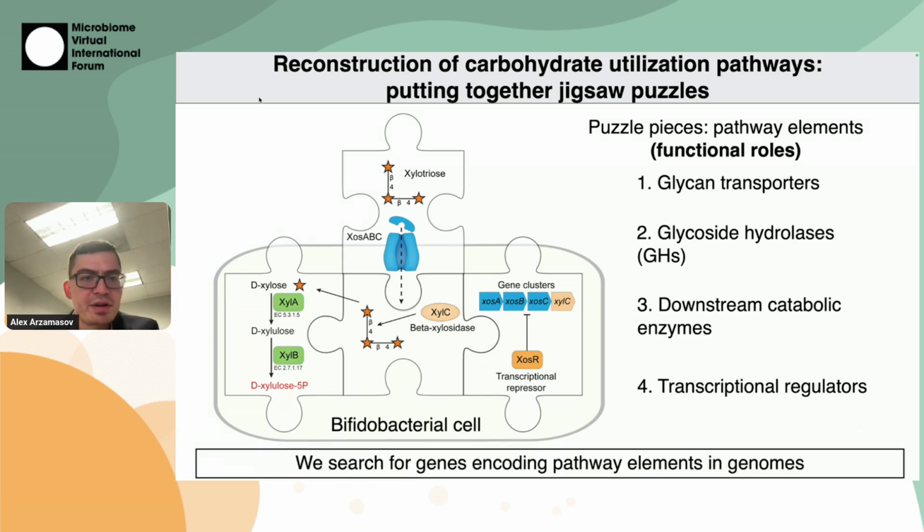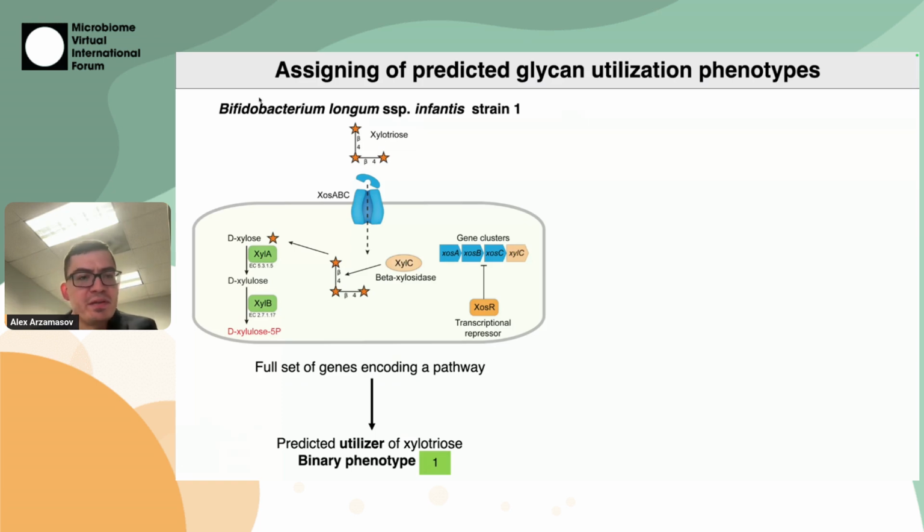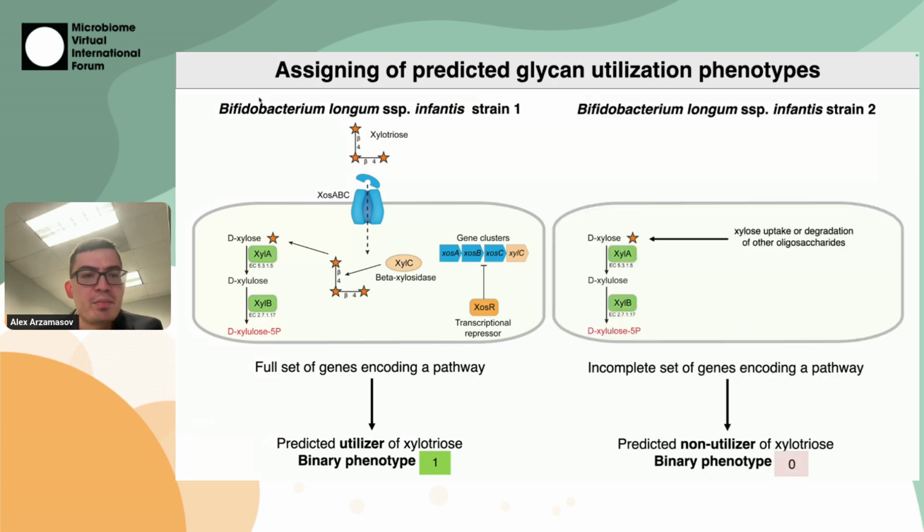So the main idea of metabolic reconstruction is to look at genes in genomes that encode all these different pathway elements. And then you can look at strain 1, for example. If its genome encodes a complete metabolic pathway, we say strain 1 is a putative utilizer, in this case of xylotriose. Whereas strain 1 might not encode a transporter for xylotriose and a glycoside hydrolase, which is important for degrading this oligosaccharide. In this case, we say it's a putative non-utilizer of xylotriose, and I assign a binary phenotype 0.